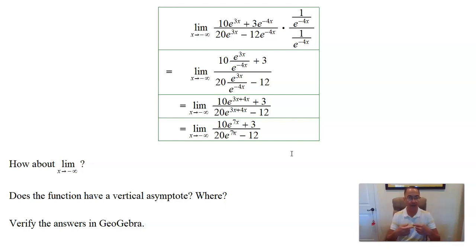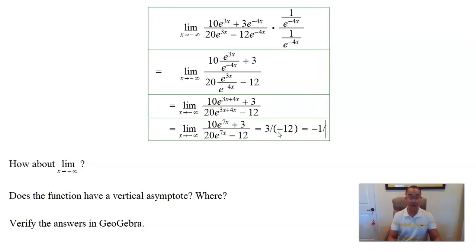But since we are multiplying and dividing by the other exponential function, the exponent is the negative. So instead of minus 7x, we get plus 7x. But this is the right thing because e to the 7x is now going to approach 0 as x approaches negative infinity. So our limit is simply going to be 3 over negative 12. And of course, that simplifies to negative 1/4.